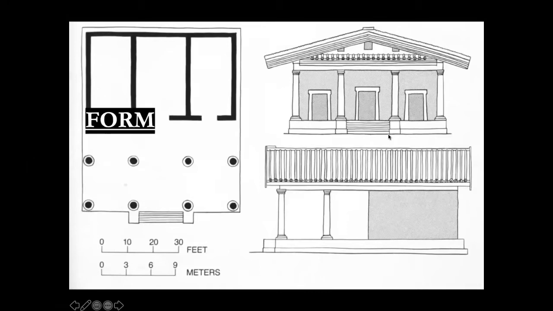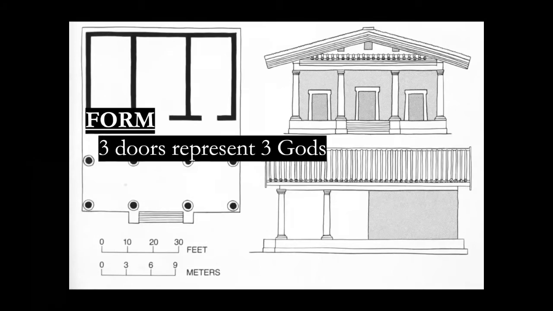So form, I wrote my form right below the temple. The three doors represent three gods. 1, 2, 3. I'm going to highlight that. I have a pink highlight. You can barely see the 1, 2, 3 because of the photocopy.